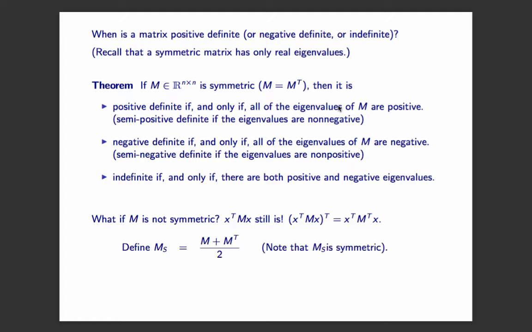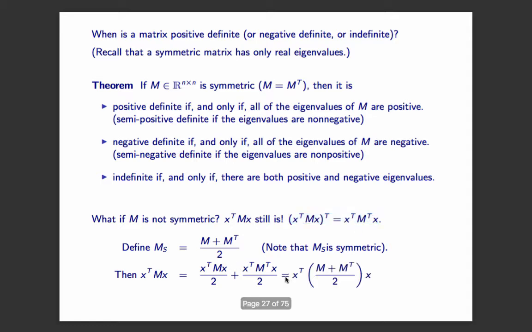So if I define MS, usually called the symmetric part of M, as M plus its transpose divided by 2, then x transpose Mx can be written as half of x transpose Mx plus half of x transpose M transpose x. That's because these two terms are equal from the result above. If I factor out my x's, I get x transpose times (M plus M transpose over 2) times x. And of course, inside the parentheses is exactly the symmetric part of M.